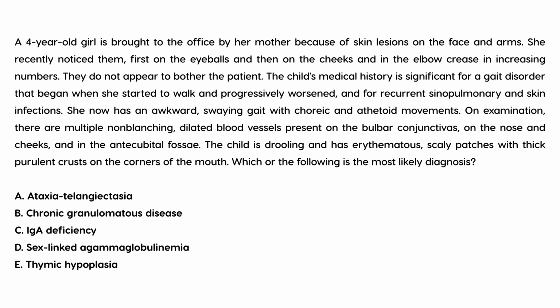So let's look at some clinical vignettes. A 4-year-old girl is brought to the office by her mother because of skin lesions on the face and arms. She noticed them first on the eyeballs and then on the cheeks and the elbow crease. They do not appear to bother the patient. The child's medical history is significant for a gait disorder that began when she started to walk and progressively worsened, and for recurrent sinopulmonary and skin infections.